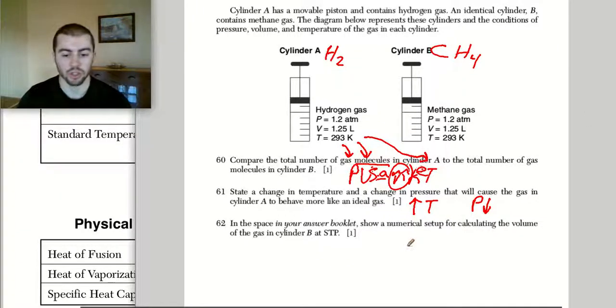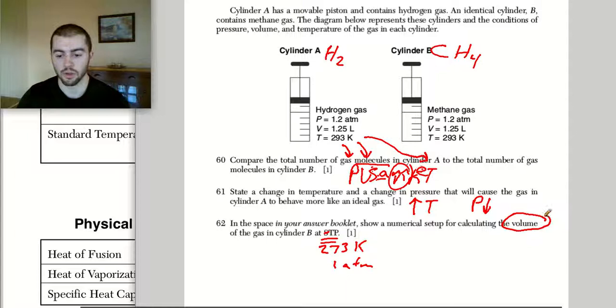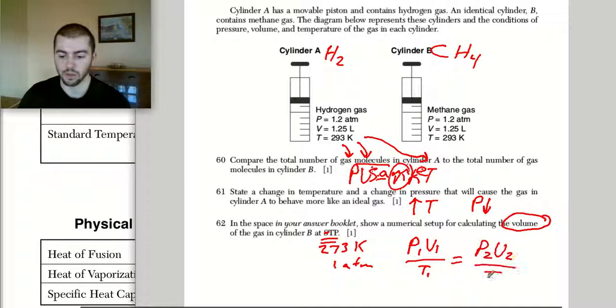And the last question here is 62. How do we calculate the volume of gas in cylinder B at STP? The STP is the key here. It tells us standard temperature and pressure, so we're looking for 273 Kelvin and a pressure of 1 atmosphere. This is a case where we want to use the combined gas law, because we're looking for the volume. We know the combined gas law is P1 V1 over T1 equals P2 V2 over T2.